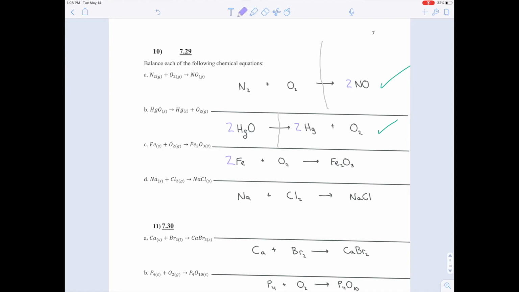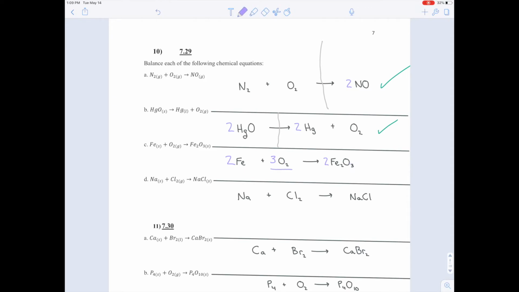Okay, let's go to the oxygens. We have 2 oxygens on the left. We have 3 oxygens on the right. Now, you can't multiply 2 by anything to give you 3, but what you can do is multiply both of these things by each other. So you can take the 3 on the right and put that in front here, and the 2 on the left and put it in front there. And by multiplying them by each other, you get the same amount.